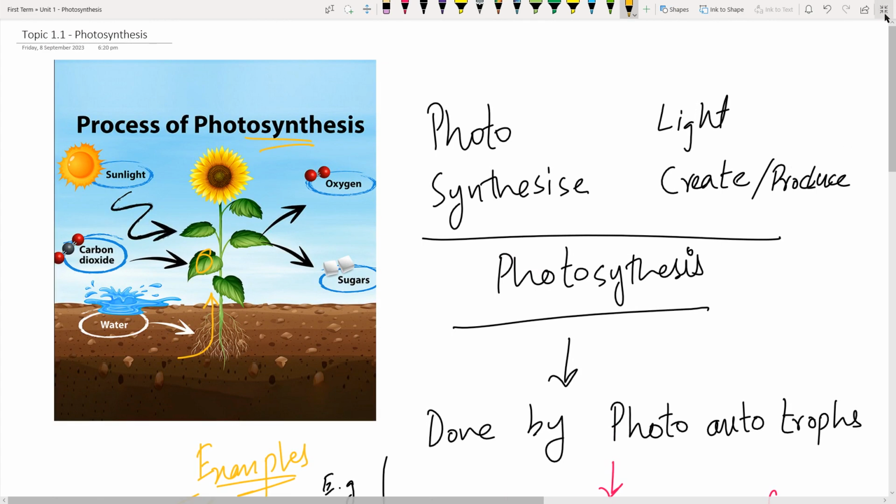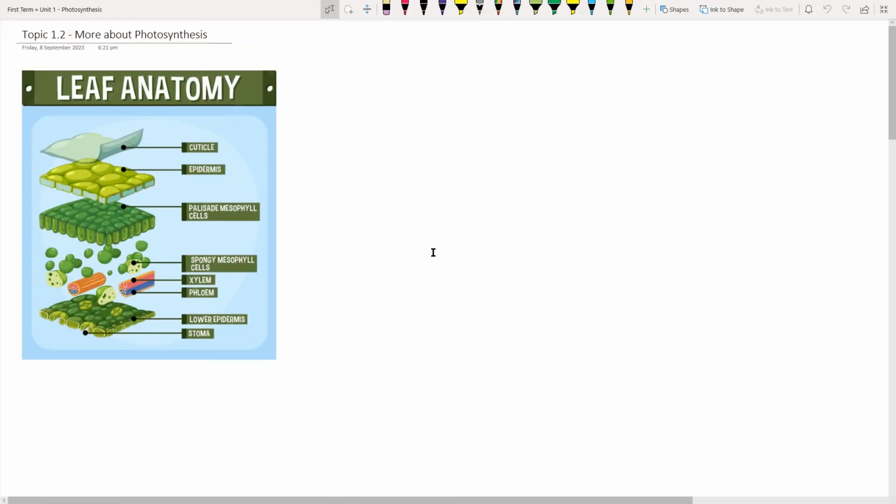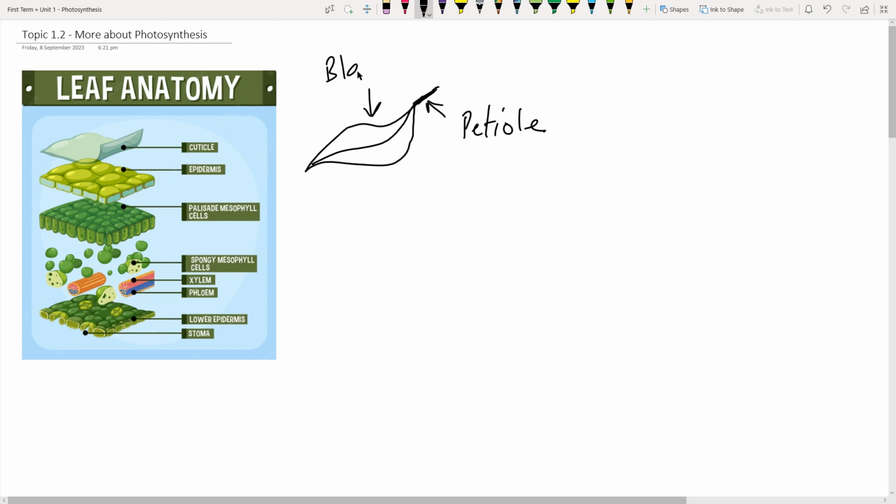Now let's get into the second topic, which is the further detail of the process of photosynthesis. Over here we have the leaf anatomy. This is how the leaf looks. If I have a leaf and cut it into a layer, let's just say I'm going to draw a leaf. This is the petiole. The petiole is the little stick that holds the leaf, and this is called the blade, or the leaf area, the surface, the whole leaf. And these veins are further distributed inside the leaf, in smaller ones.